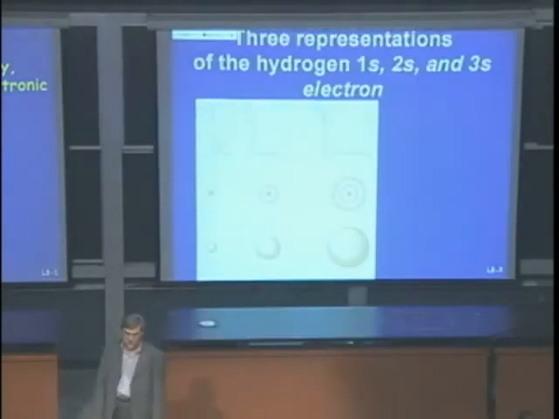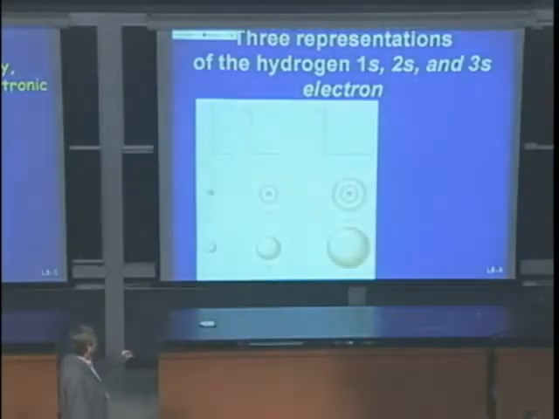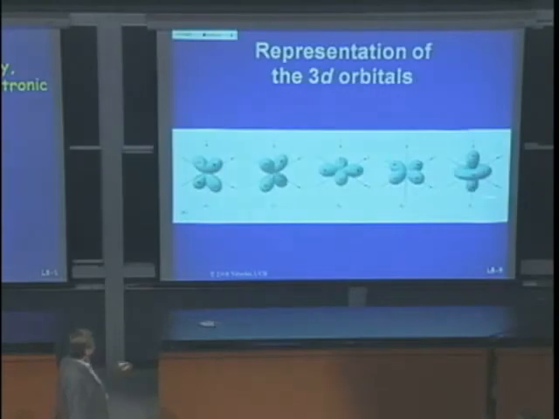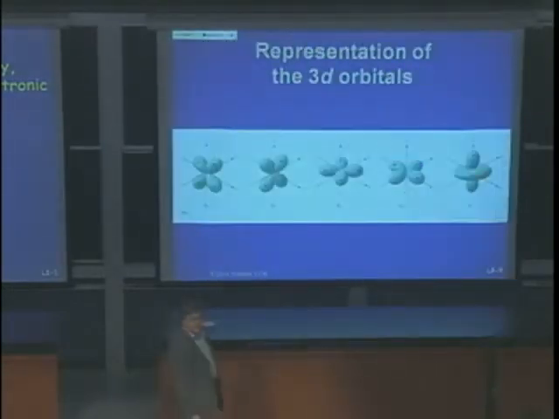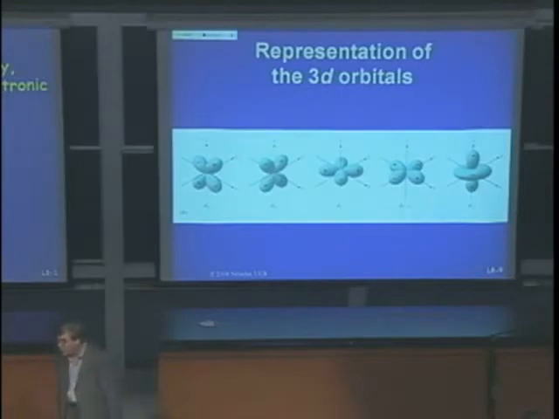So here I show you some more projections. These are, for example, the 3D electrons, and these are the 4F. You should be able to recognize them pictorially, just by seeing how many nodes there are in there.